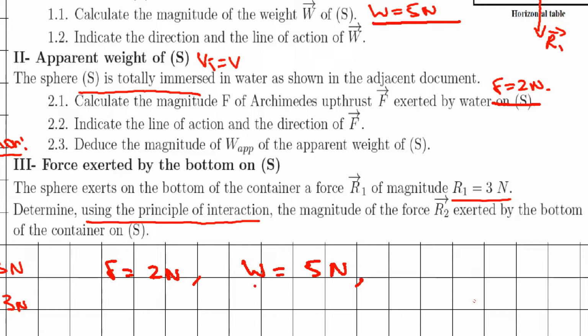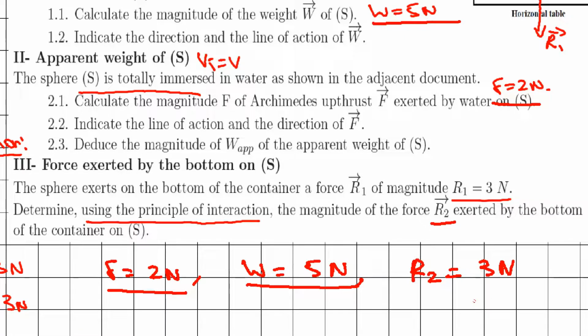Knowing that the weight acts vertically downward and F acts vertically upward, why is the solid S at equilibrium? There must be another force helping the force F in order to oppose the effect of the weight, which is given by 5 newtons, and this is given by the magnitude of R2, which is 3 newtons.